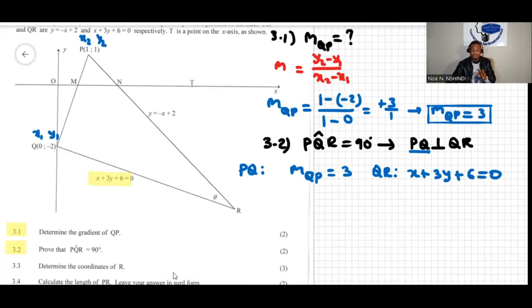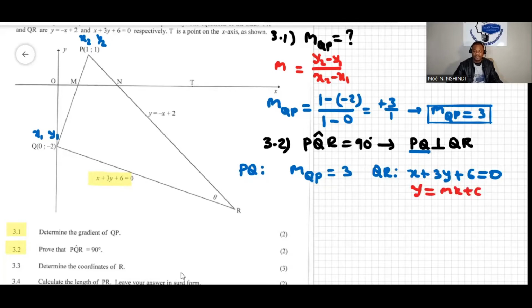Here we need to be careful because usually we know that the gradient is the coefficient of the term with x. Quickly someone may say the gradient here is 1. Some others even say it's 0. It's not 1, it's not 0. First, we need to write this equation in the gradient-intercept form. The gradient-intercept form is y equals mx plus c, the well-known formula. Now we need to rewrite the equation in that form.